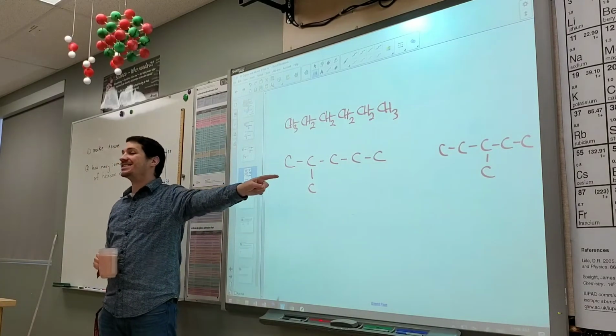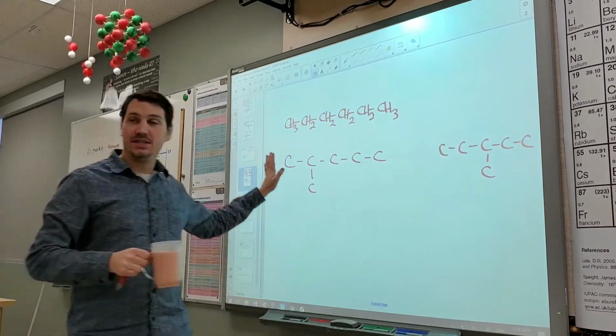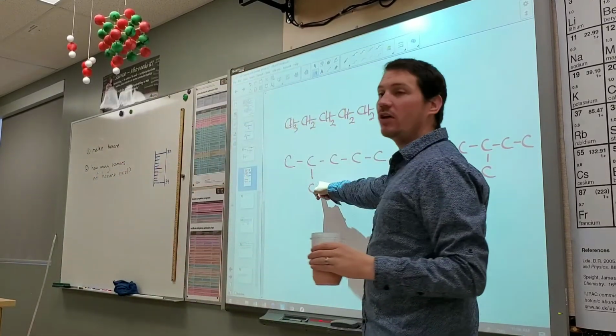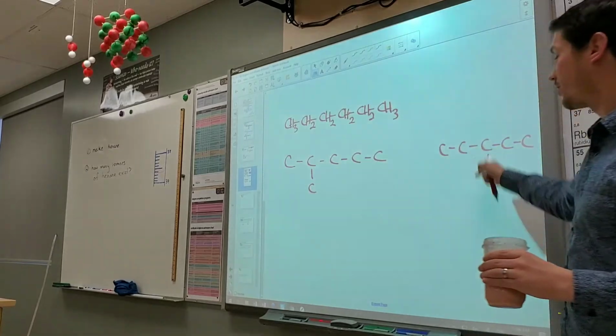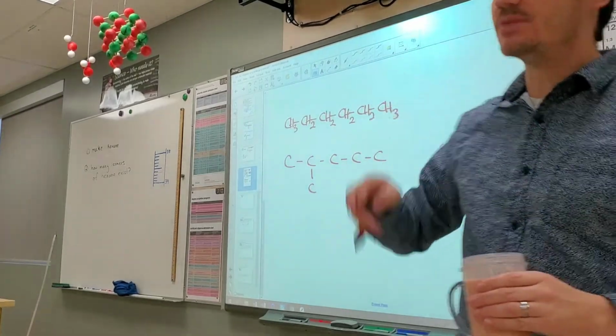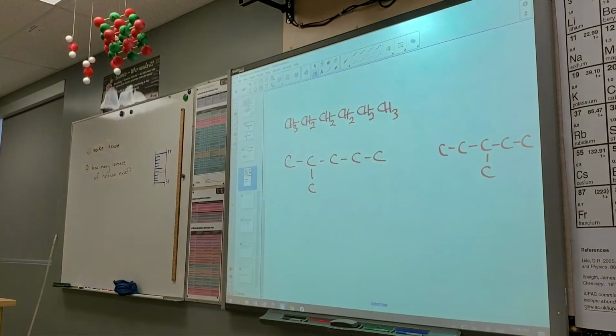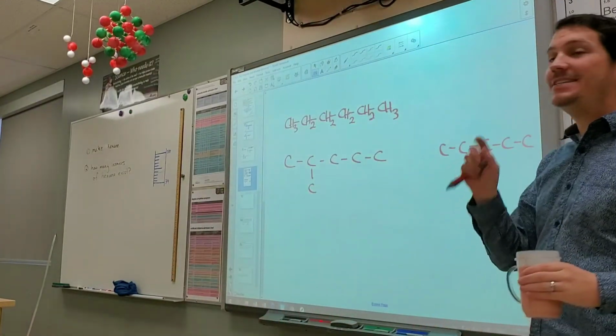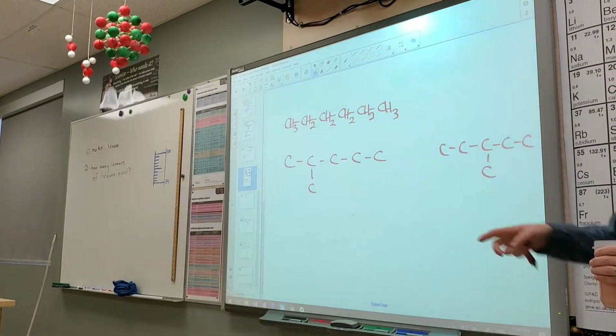Are these things the same thing? 2-methylpentane and 3-methylpentane, are they the same substance? No, they're not the same substance. They're isomers of each other, right? They have the same chemical formula, but they're not the same thing. So that's 3 isomers. Did anybody get a different isomer other than this?